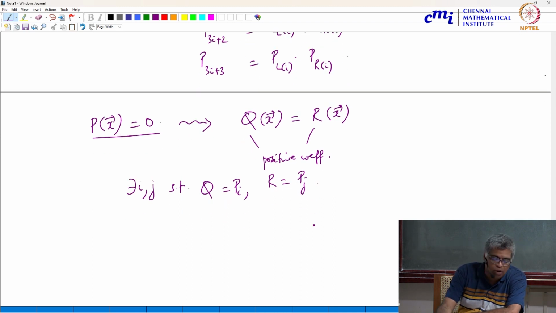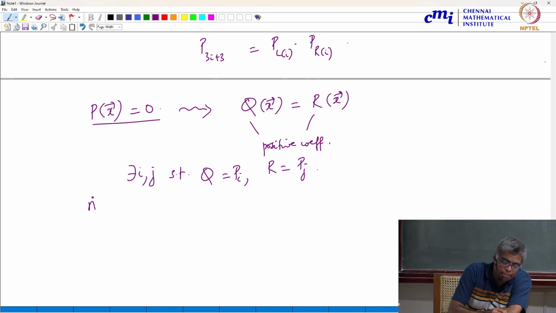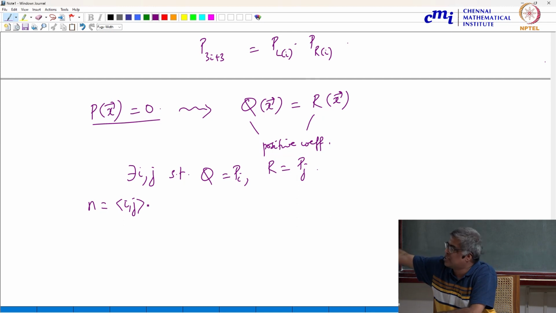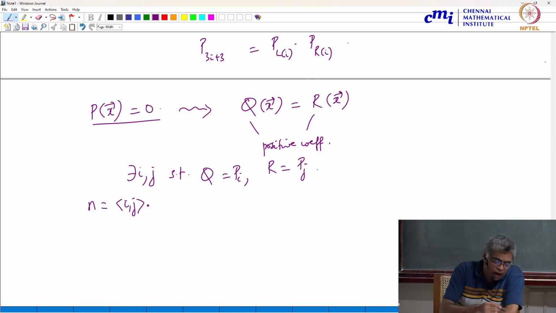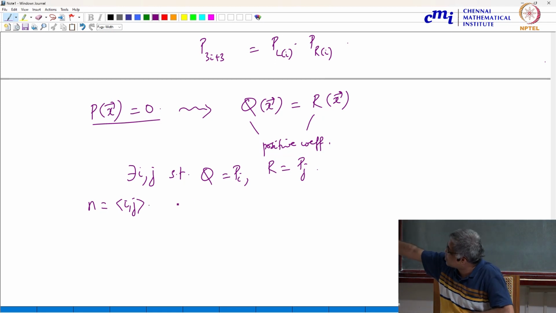Okay, now P is represented by what? P will be represented by the number n, which is given by the pair ij. Yeah, so you have the pairing function, right? Apply the pairing function on ij, and you will get this. And how do you represent P? You will represent it as, of course, Pi of x equals Qi of x, Pi of x equals Pj of x. Okay, so this is our numbering.